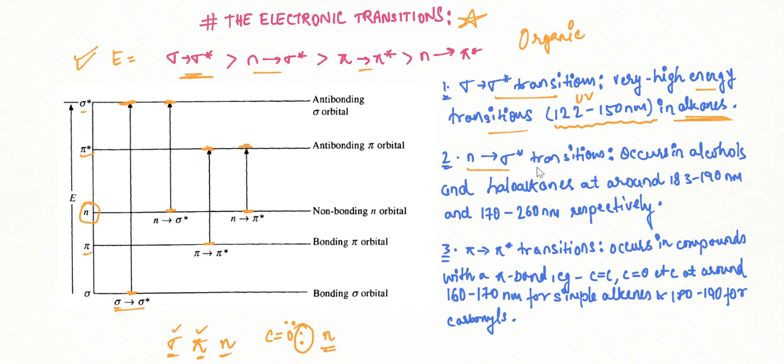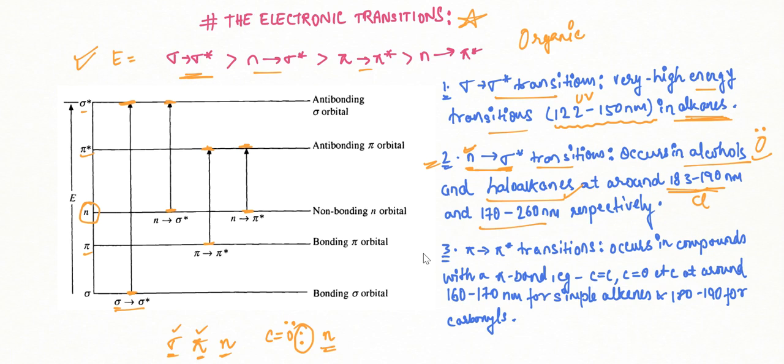Then there is our N to sigma star transition, and it occurs in alcohols and haloalkanes. In alcohols we have a lone pair on oxygen. In haloalkanes also we have a lone pair, on any halogen that we take. So this is the electron transition taking place from non-bonded electrons to the sigma star, which can happen in alcohols and haloalkanes. And these are the regions: for alcohol it is 183 to 190 nanometer, and for haloalkanes it is 170 to 260 nanometer respectively.